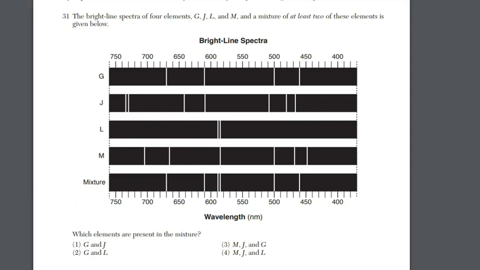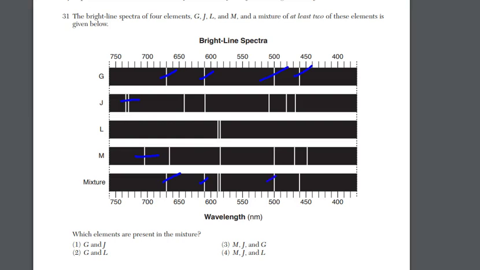So for instance, it can't be letter J here. We're going to go ahead and cross that one out because it's not here in our mixture. It can't be M because we're missing this first line. We get to the line here in the mixture between 700 and 650, and that's accounted for in G. But it's not just that. You have to account for all the lines. So we have a match here with G. We have a match here with G. We don't have these two bands with G, but we have the last two.